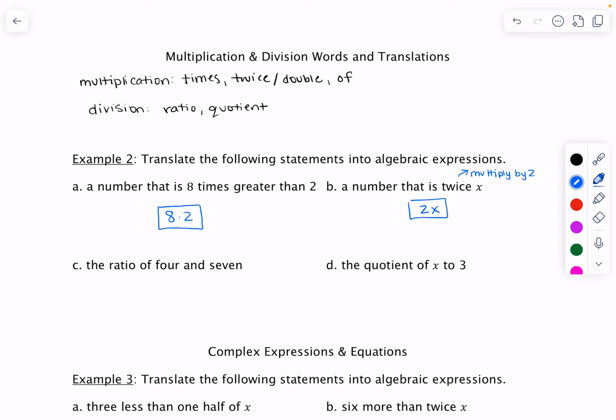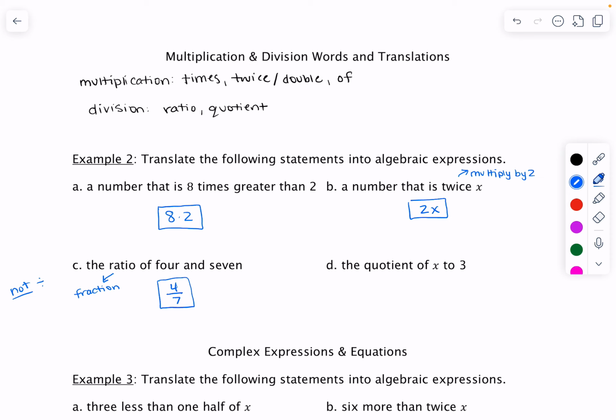Okay, so 2 times x. For C, the ratio of 4 and 7. Ratio means divide, and we're going to use a fraction to show division. Always. We're not using the division symbol. So if I say a ratio of 4 and 7, I'm saying 4 divided by 7 as a fraction.